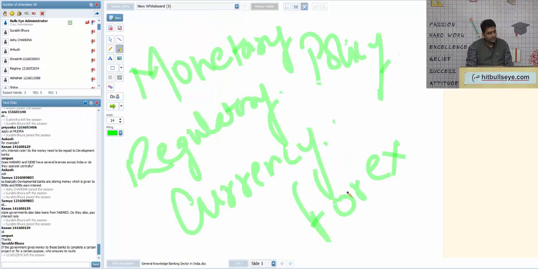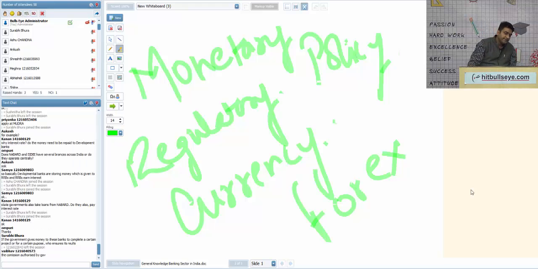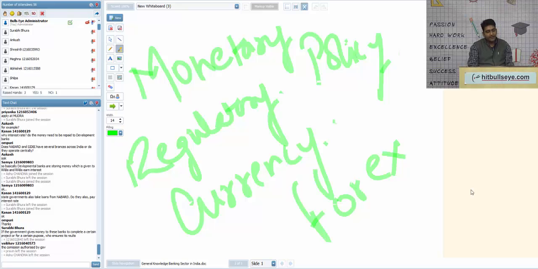Alright class. Saurabh, your question: if the government gives money to these banks to complete a certain project for a certain purpose, who ensures its result? There are quarterly reports, half-yearly reports, annual reports. These reports are submitted by these banks, and then there are auditing agencies and accounting agencies who review the results.